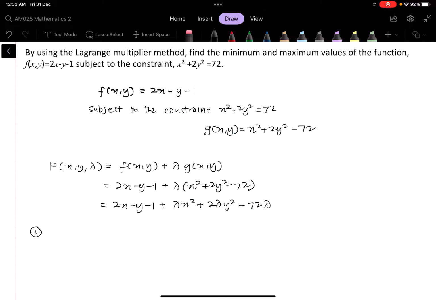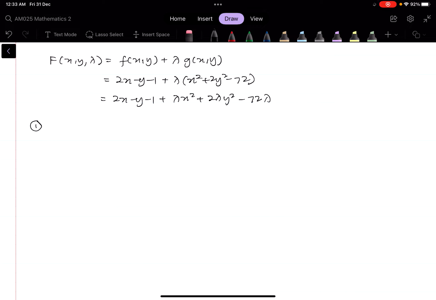So the first step, let us find F sub x, F sub y, and F sub lambda. Let us differentiate 2x with respect to x, which is 2. Differentiate negative y minus 1 with respect to x is 0. Differentiate lambda x squared with respect to x is 2 lambda x. Differentiate 2 lambda y squared minus 72 lambda with respect to x is 0.